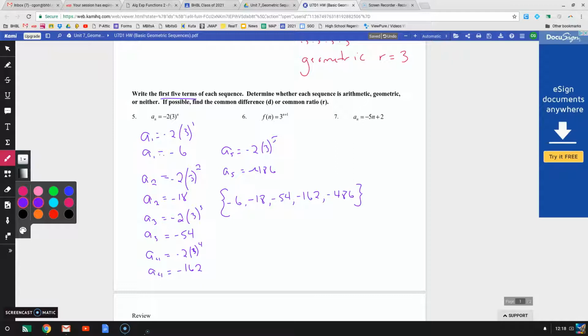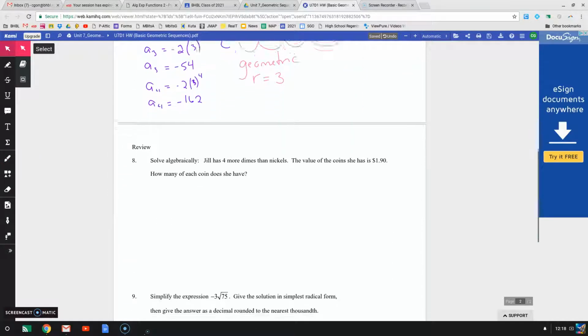So if I take a look at my pattern going from -6 to -18, and if I want to try to find if there's a common difference or a common ratio, well, I subtracted 12 or multiplied by 3. So now I want to look at my next pattern. Well, did I subtract 12 again? No, I actually multiplied by 3 again. So this is a geometric sequence. And since I am multiplying by 3, I know that my common ratio is 3. Looking back at my equation, since my base there is 3, I know that that's my common multiplier.